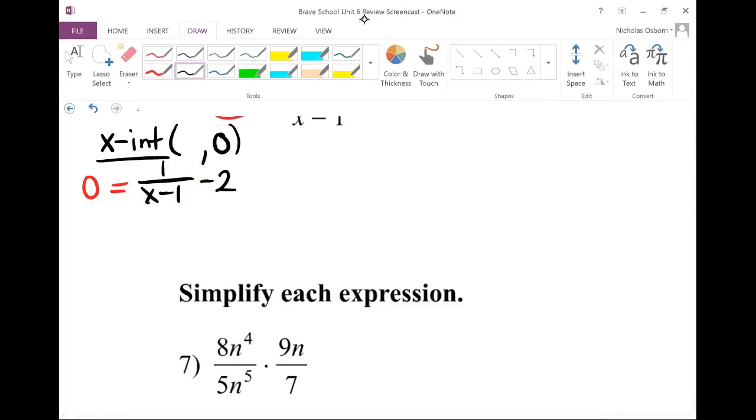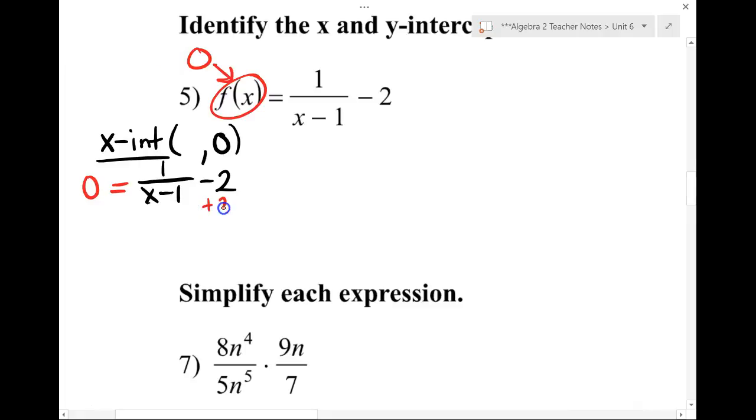So first, I'm going to add 2, because remember, we're always trying to isolate x. So that cancels out those 2's. And now I have 2 equals 1 over x minus 1. And now what I can do here is that since I have a fraction or a rational on one side of my equal sign, I can make this a fraction and then cross multiply.